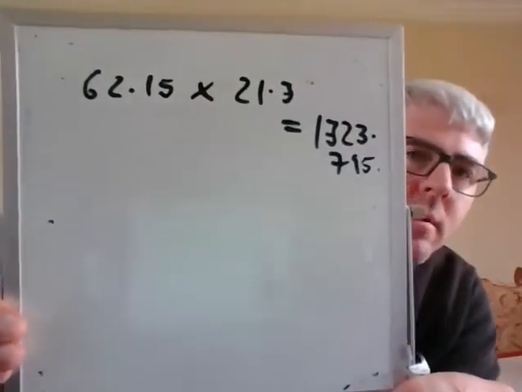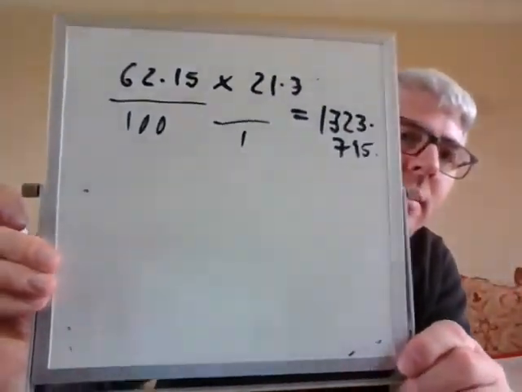And I just wanted to do another one for you. If I just do this, if I just show you that. 62.15 times 21.3 gives you 1323.795, and it's almost the same as doing that actually, over 1. Just wanted you to see that.